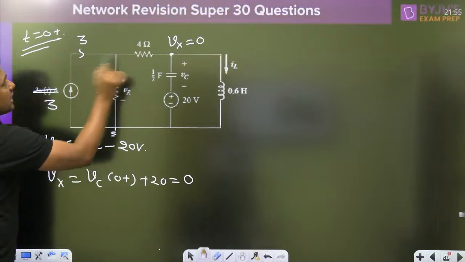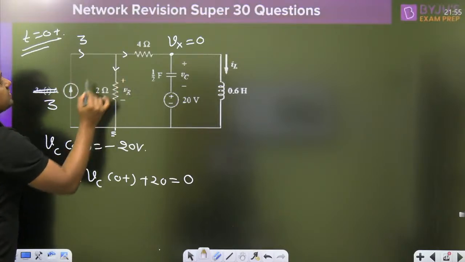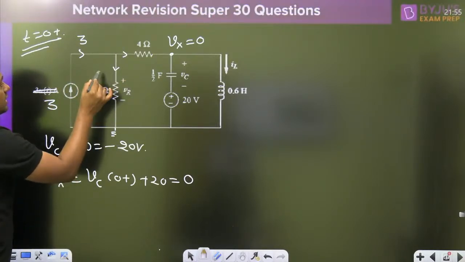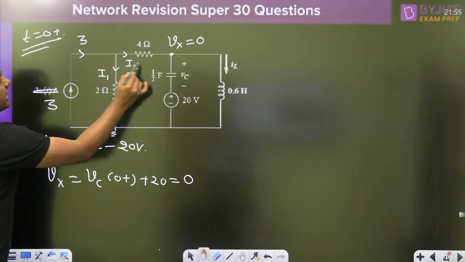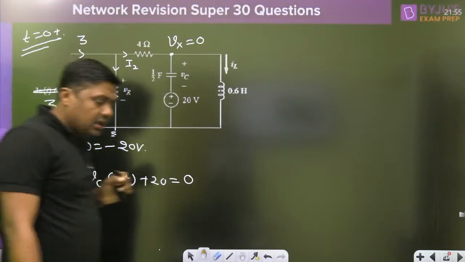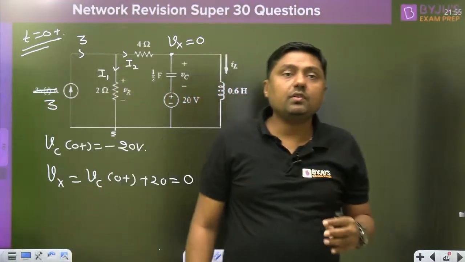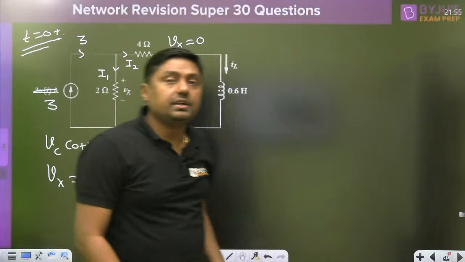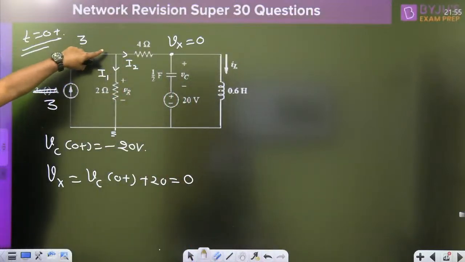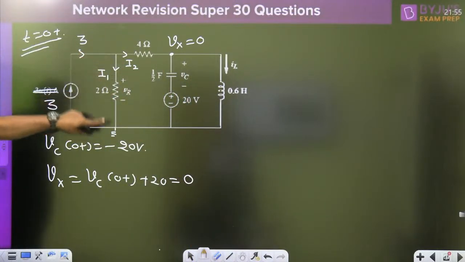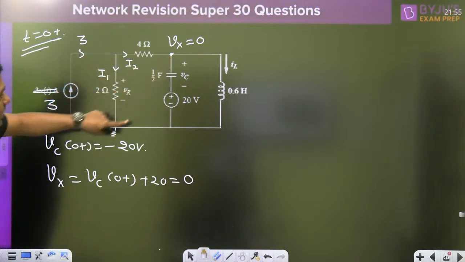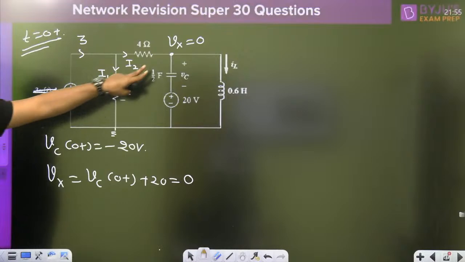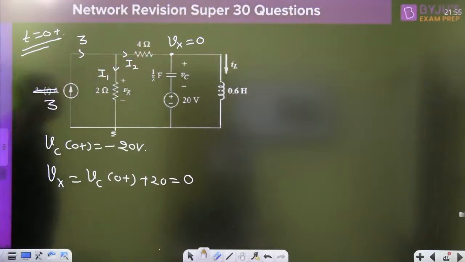What will be the current? We can apply the current division rule. The current here is I1, the current here is I2. So we can find the current here. Now if it is required, then we can find the current here. Because this voltage is 0, that voltage is 0, we can apply the current division rule. If this voltage is not 0, we can't apply the current division rule.